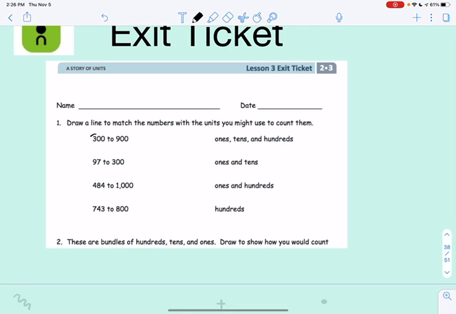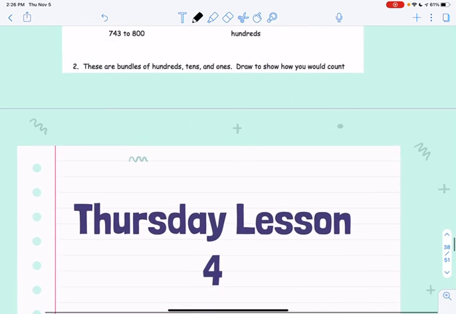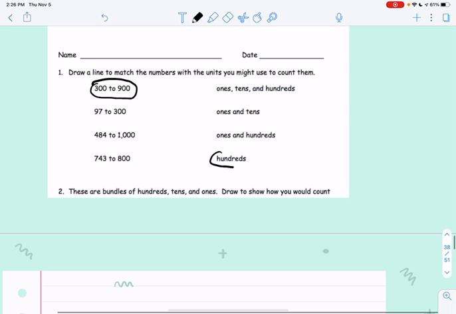So we're drawing a line to match the number with the units you might use to count them. So we have 300 to 900. Well, condition 1 is count until you reach a 10. Condition 2 is count until you reach 100. And condition 3 is count until you reach your answer or 1,000. So we already satisfy condition 1 and 2, which means all we need are hundreds.